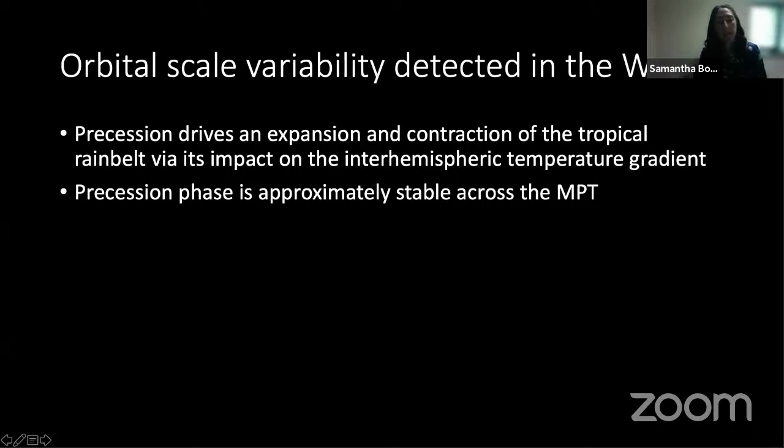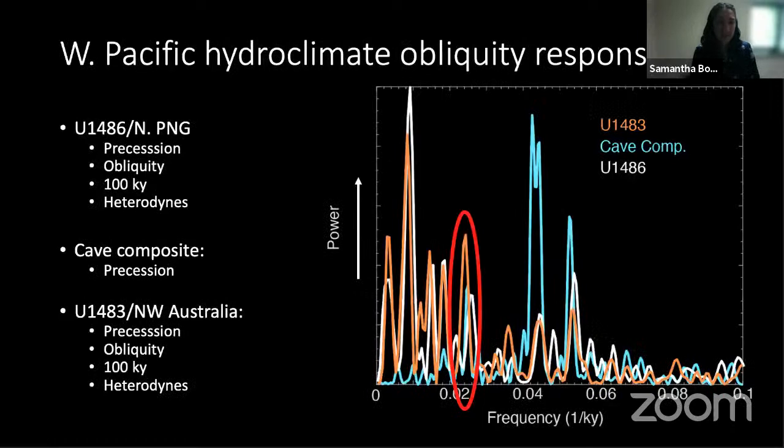And then the precession phase is stable across the mid-Pleistocene transition, suggesting that the same dynamics are at play across this entire time interval. All right, so that was precession, but of course there are responses in many of these rainfall records at the obliquity timescale as well.